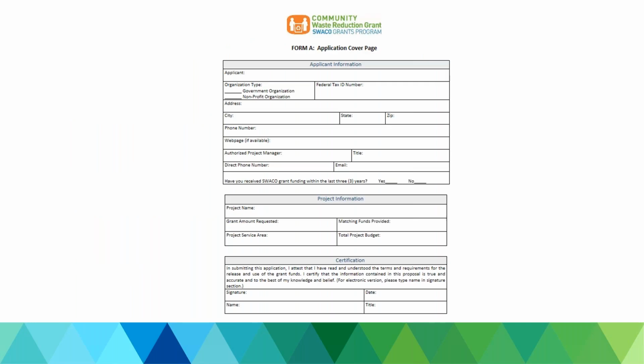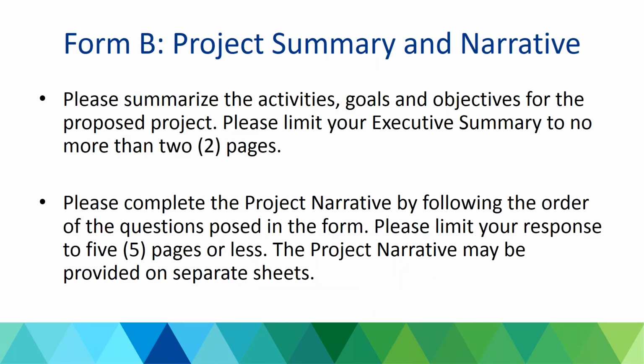Form A, the application cover page, asks for the applicant's contact information and includes a snapshot of relevant project information. The certification section should be signed by the person responsible for submitting the application and certifying that the information provided is true and accurate. The project summary and narrative includes an executive summary, which should be no more than 2 pages, and a project narrative, which should be 5 pages or less. This is your opportunity to explain why your project should be selected for funding.